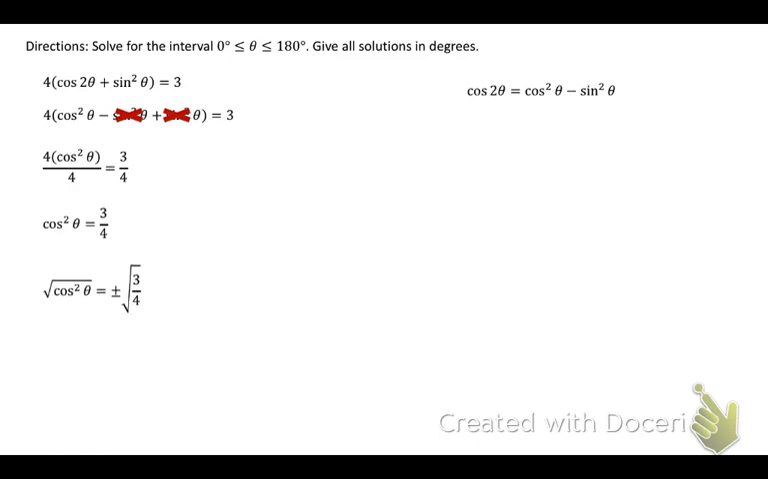Now square root both sides. Whenever you take the square root, sorry, talking's hard right now. Square root, you have to do the plus or minus every single time, okay? So the left side's easy, it just becomes cosine of theta.